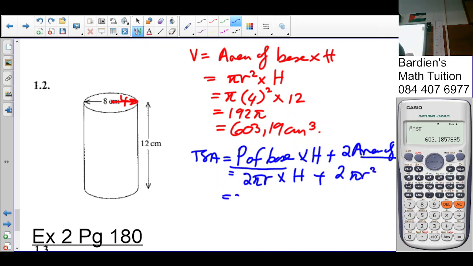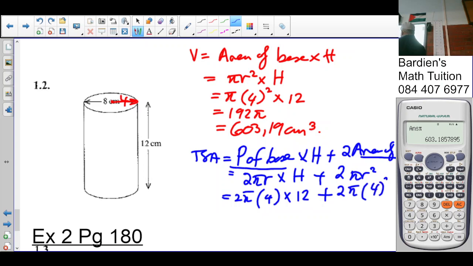It will be 2 pi radius, which is 4, times the height, which is 12, plus 2 pi times r, which is 4 squared. Again, at this point, you're going to put it in the calculator. So it's going to give you 8 times 12, 96. No? 96 pi plus 16 times 2 is 32 pi, which is 128 pi.